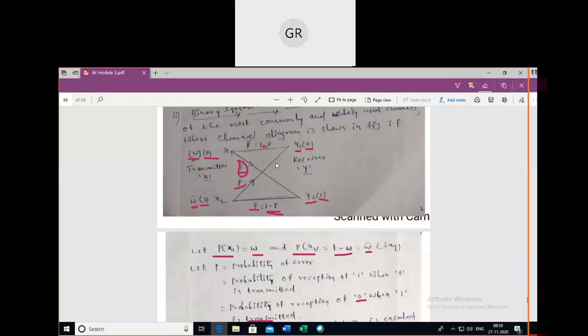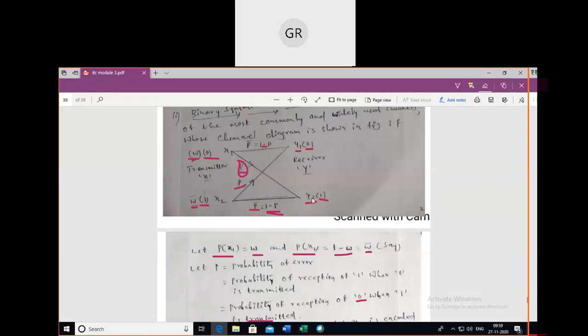This is the channel diagram. X1 and X2 are inputs, Y1 and Y2 are the outputs. Y1 receives 0 value, Y2 receives 1 value. X1 input transmits 0, X2 transmits 1. X1 probability is W, X2 probability is W bar. P of Y1 divided by X1 is P bar, which is equal to 1 minus P. Just remember.